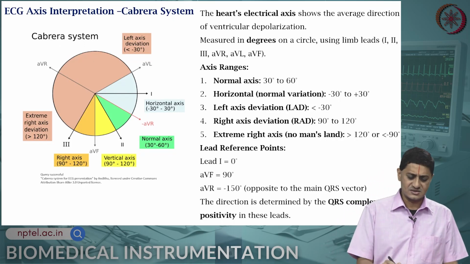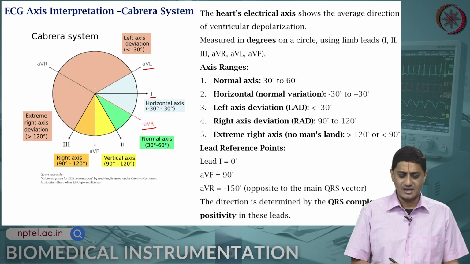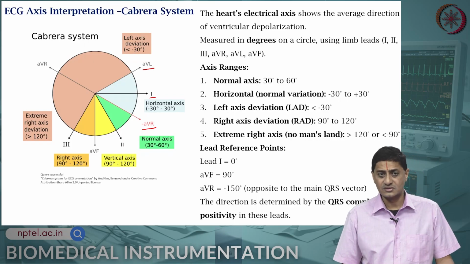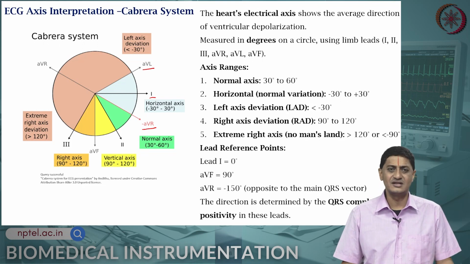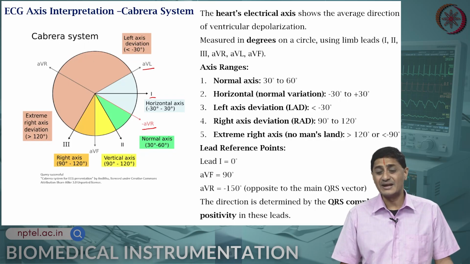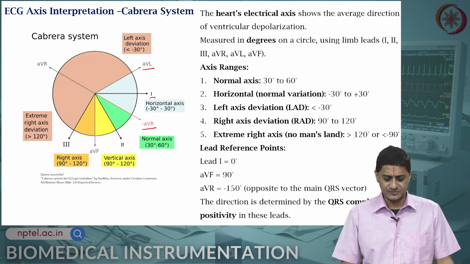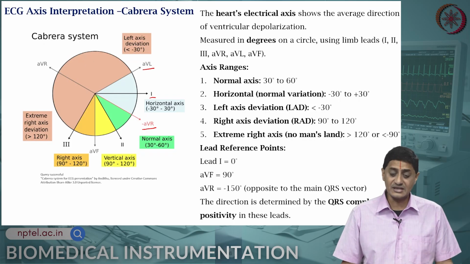So, in this case you have AVL first, followed by 1 and then AVR. AVR is in a direction opposite, but you represent it using minus AVR, and then lead 2, AVF, followed by lead 3. So the order is lead AVL, lead 1, minus AVR, lead 2, AVF, lead 3. This is the usual method used in the Cabrera system.